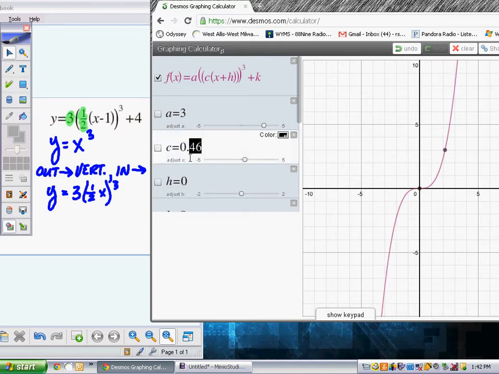I can't get that exact, so I'm going to have to type it in. There we are. So it has moved from 1, 3 to 2, 3. So you're actually going to multiply all your x's by the reciprocal of this value. So this is going to be multiplied by 2 over 1.